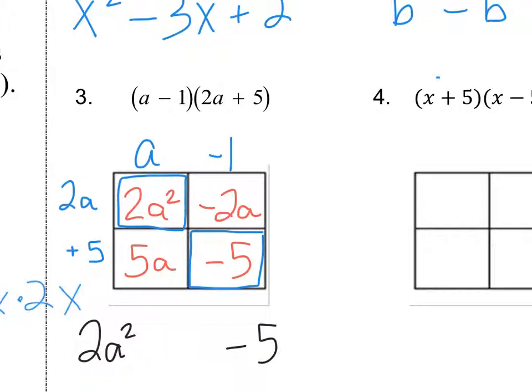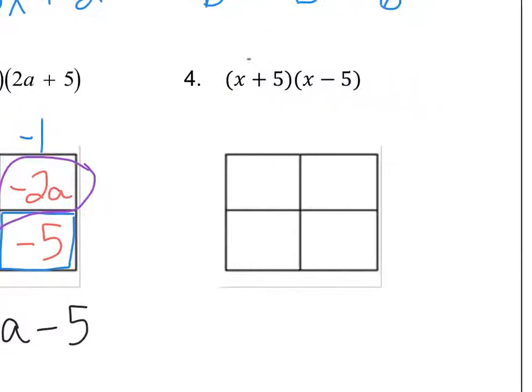And then I'm going to go ahead and find my peanut pair right here in the diagonal. Circle my peanut pair. 5a plus negative 2a is positive 3a. And that's my answer. Okay, let's look at number 4.